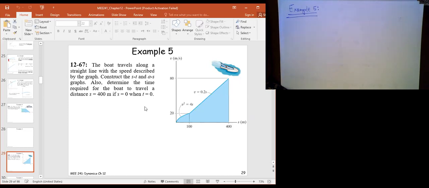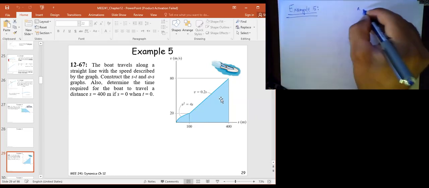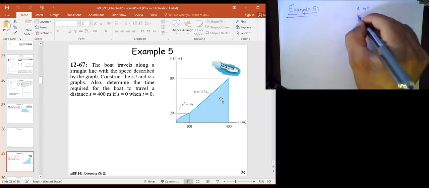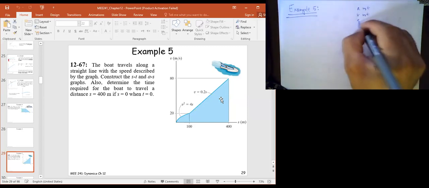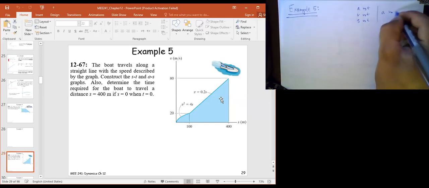All right. Now I would actually like to draw the position as a function of time and acceleration as a function of position curves. Also like to find the total time required to reach that 400. So we don't actually have time yet here, so we have to basically extract time. So here, let's do that. Let's plot A versus time. Let's plot V versus time and then position versus time. And then finally we'll plot A versus S.